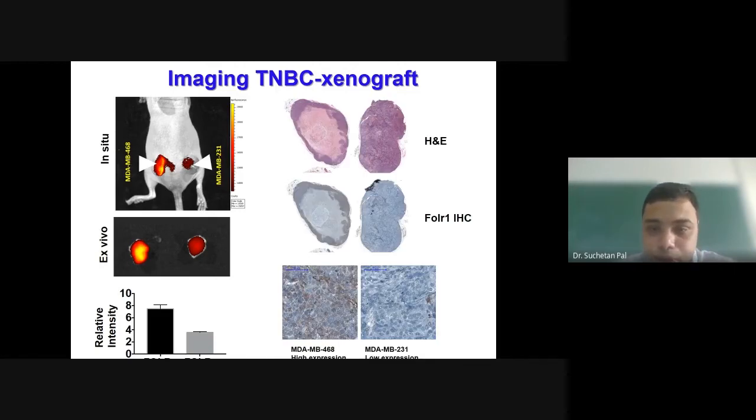That is also shown here. I am not going into details, but you understand that the left tumor is expressing folate receptor 1. More brown means you have more folate receptor 1. So on the left hand side, since this is folate receptor positive, it got more signal compared to the right hand side, which is folate receptor negative. And you can easily target this kind of cancer using our platform.